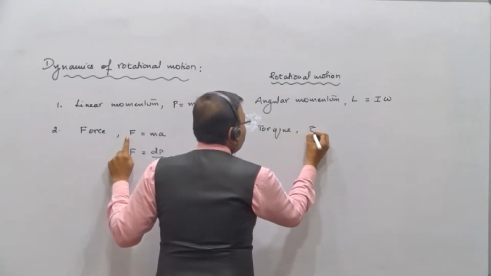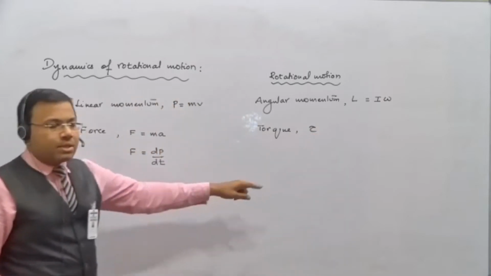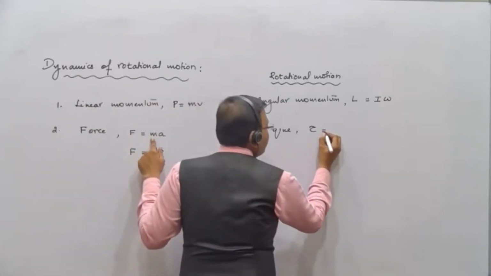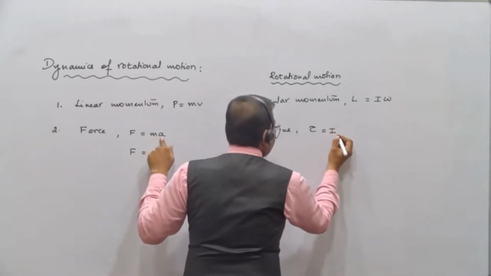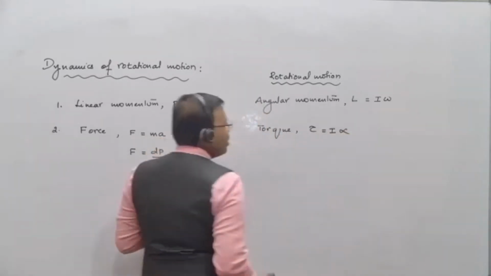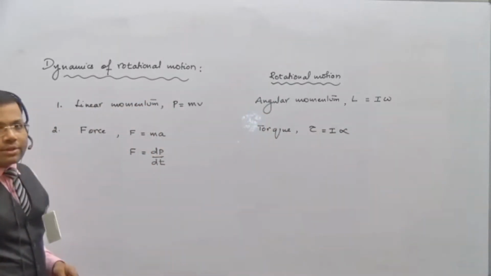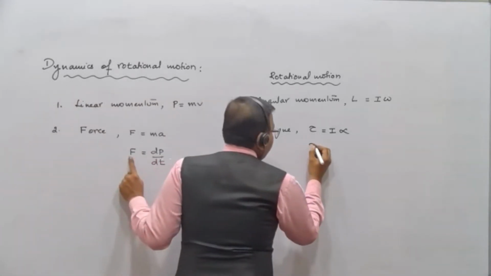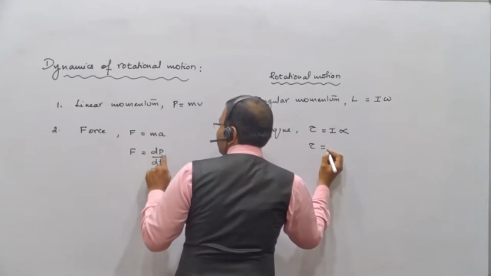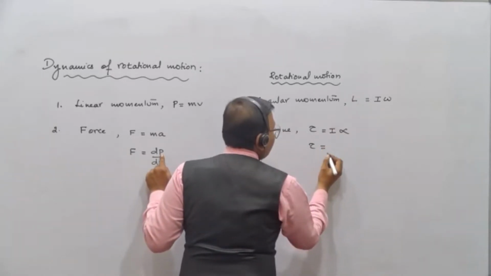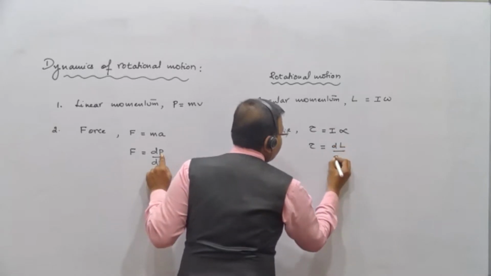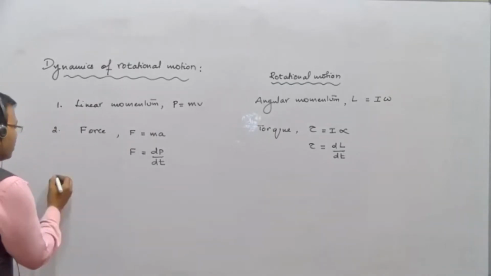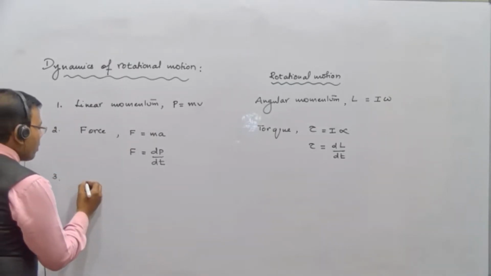and we denote torque by the symbol tau. Here you can see it is mass. Mass is to be replaced by moment of inertia. And this is the linear acceleration. Here we write the angular acceleration alpha. Now students, the second formula, again, F is equal to dp by dt, where p is the momentum. Here we speak about the angular momentum, so the same formula we can write tau is equal to dL by dt. This is for the torque. The third one I am writing. We can go for work.